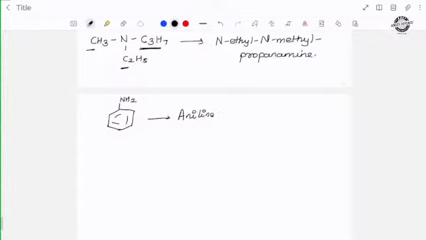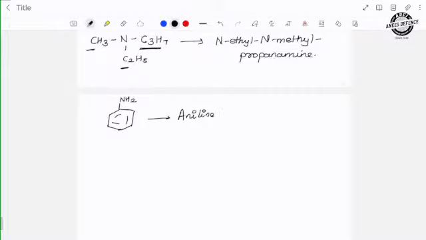So what would be its IUPAC name? Aniline is a common name. What is the parent carbon? It is a benzene ring. So we have benzenamine. You just substitute the last E of benzene by amine. So that becomes benzenamine.